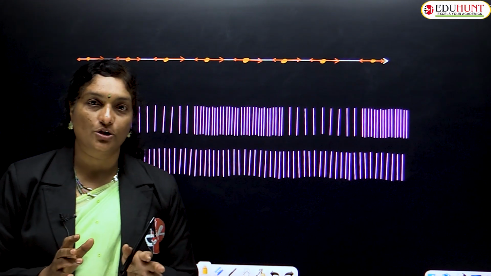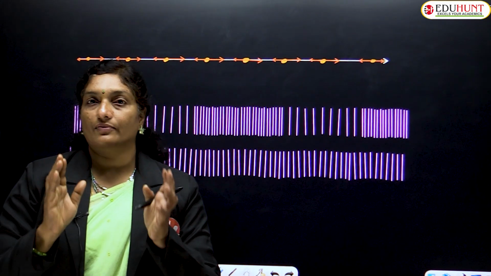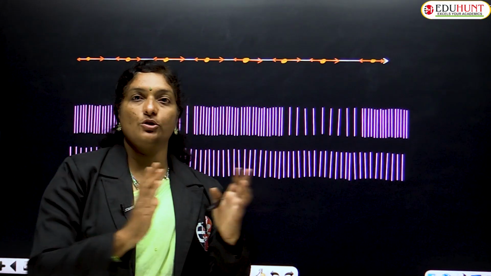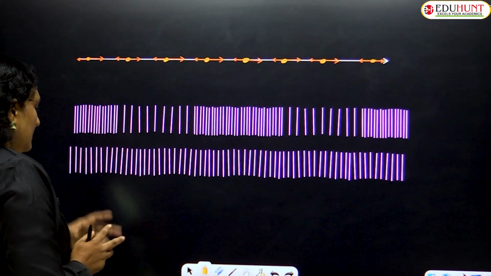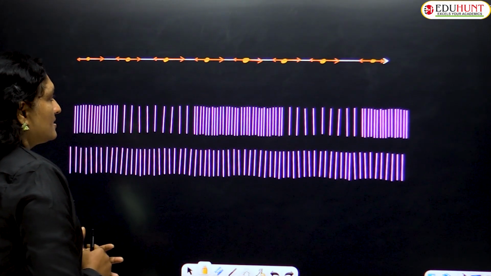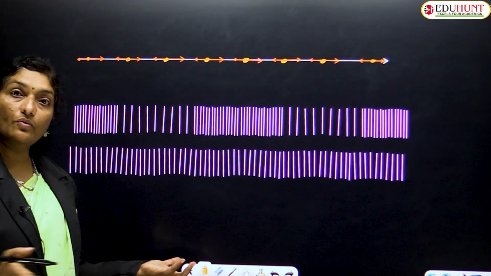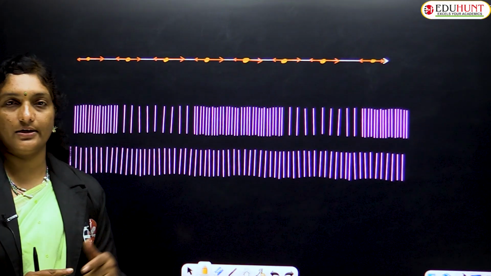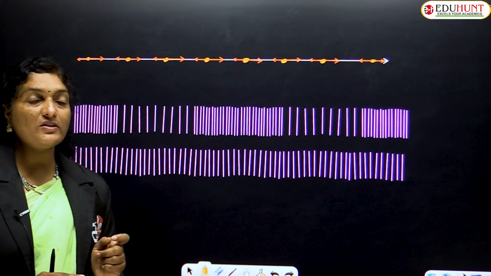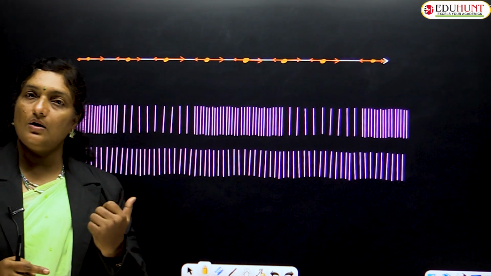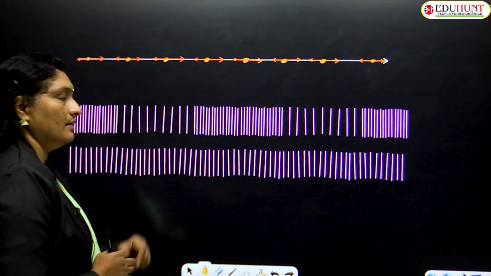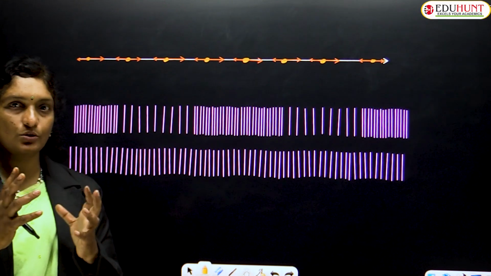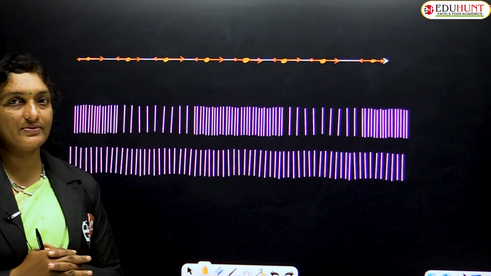So in a longitudinal wave, the particles of the medium oscillate or vibrate to and fro, or back and forth, that means parallel to the direction of propagation of the wave. Okay, children, better examples for longitudinal waves are sound waves in air. Waves produced in a spiral spring are also categorized as longitudinal waves. So let us try to understand these longitudinal waves in detail.